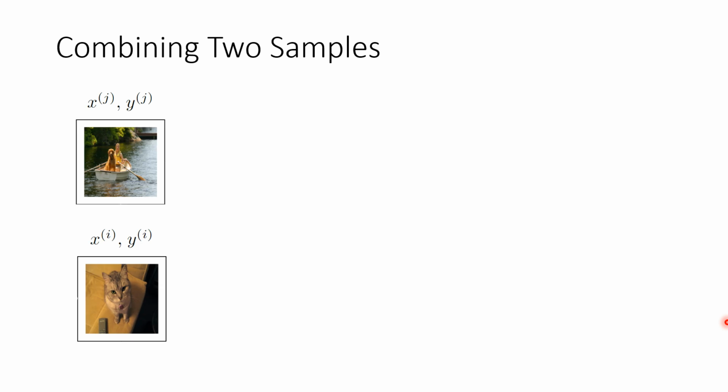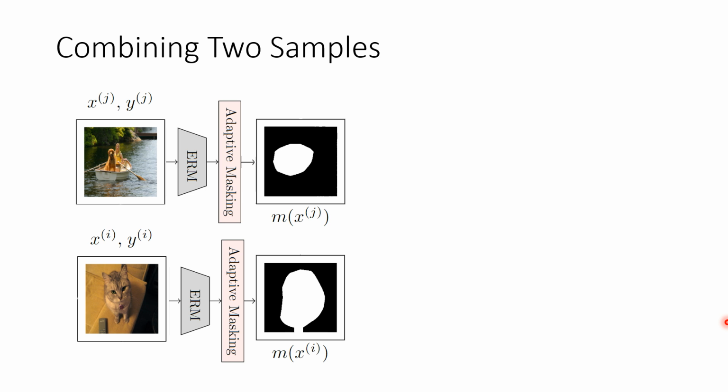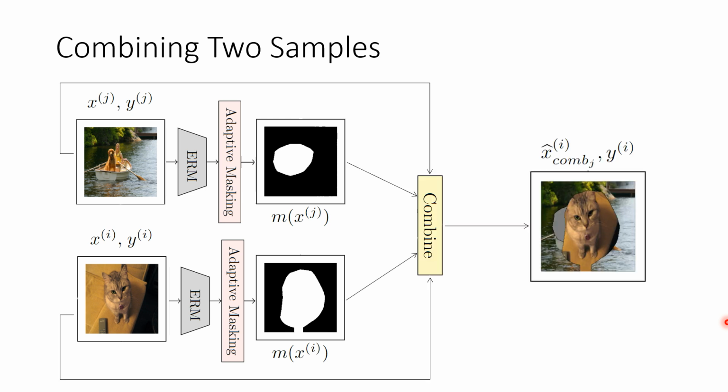Now that we can decompose images into two parts by adaptive masking, we propose a method for intervening on samples. Given two images, we first extract the masks using adaptive masking. Assuming that adaptive masking captures the causal parts more, we can replace the non-causal parts of the first image with the non-causal parts of the second image to obtain a new combined image which has the same label as the first image.